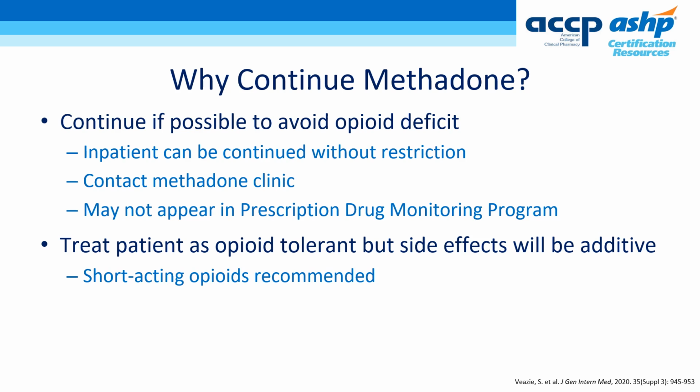Similar to buprenorphine, it is optimal to continue the current dose of methadone to avoid an opioid deficit. Unlike buprenorphine, methadone cannot be found in pharmacy dispensing reports or the prescription drug monitoring programs, so it is imperative to contact the patient's methadone clinic during hours of operation to confirm dosing and date of last dose. Because patients on methadone are chronically exposed to a full mu opioid receptor agonist, they are considered opioid tolerant. However, the side effects of opioid agonism are additive, and toxicity should be closely monitored for and shorter-acting opioids utilized.